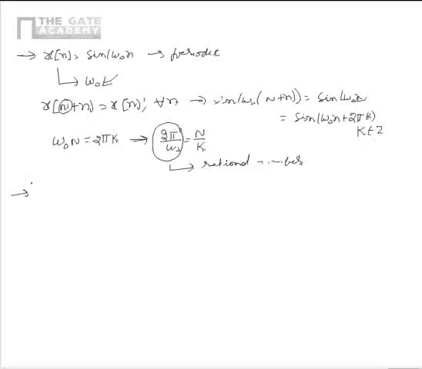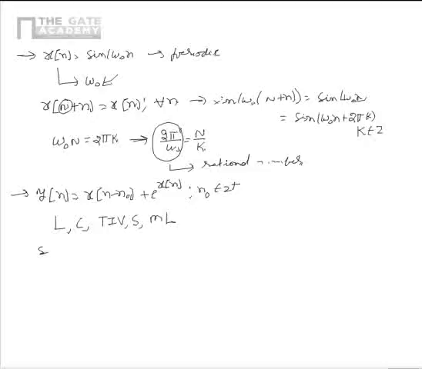Now, let us consider another problem in which there is a discrete time system which is written as y of n is equal to x of n minus n naught plus e power x of n, where n naught belongs to Z plus. We have to find if the system is linear, causal, time invariant, stable, and memoryless.